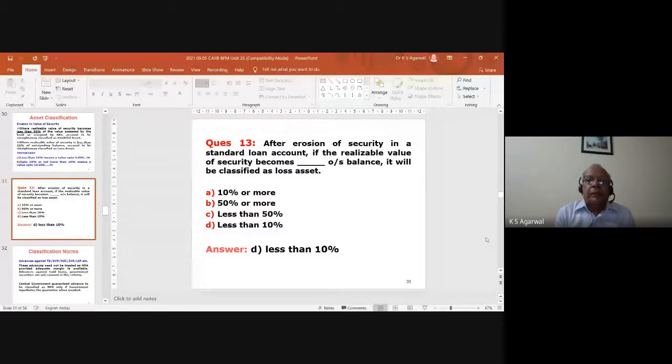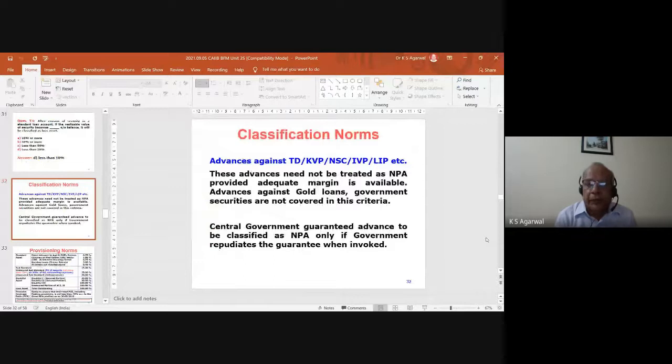So I have given one example. After erosion of security in a standard loan account, if the realizable value of security becomes how much of outstanding balance, it will be classified as loss asset. We know it is less than 10%. So all the other options, 10% or more, even if it was written up to 10%, would have been incorrect. Only less than 10% is the correct option in this case. We have already seen it.